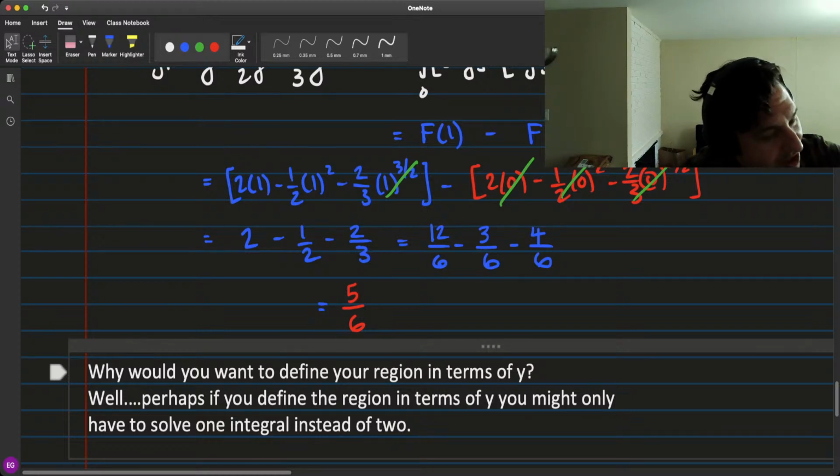Yay! We're done with Chapter 2, Section 1. Woo! We're trucking along.